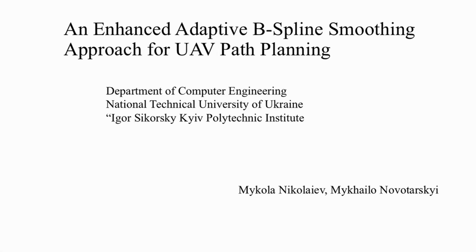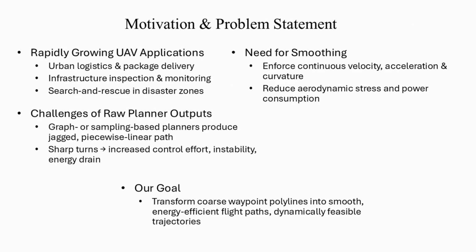This is a scientific article that proposes a new way to make unmanned aerial vehicles, or UAVs, fly smoothly and safely in complex environments with a stable flight path. Modern path planning algorithms like A-star or RRT are excellent at finding a sequence of waypoints that get a drone from point A to point B without hitting anything.